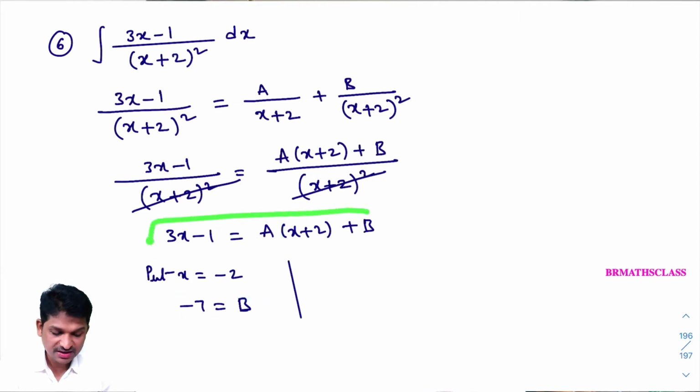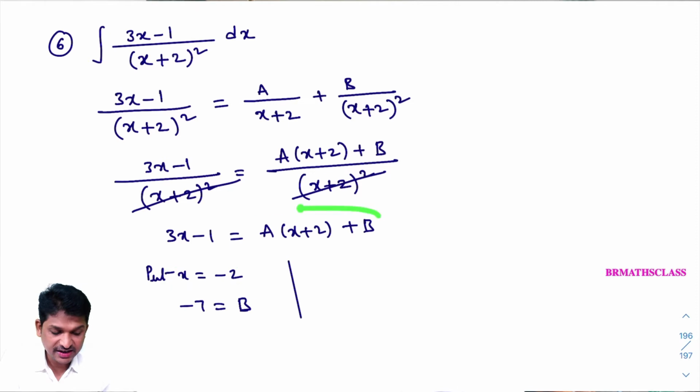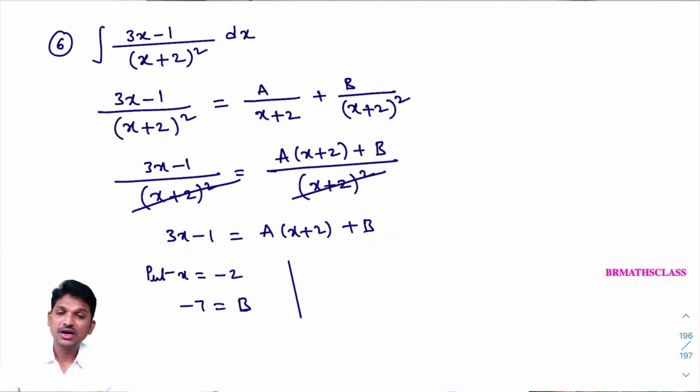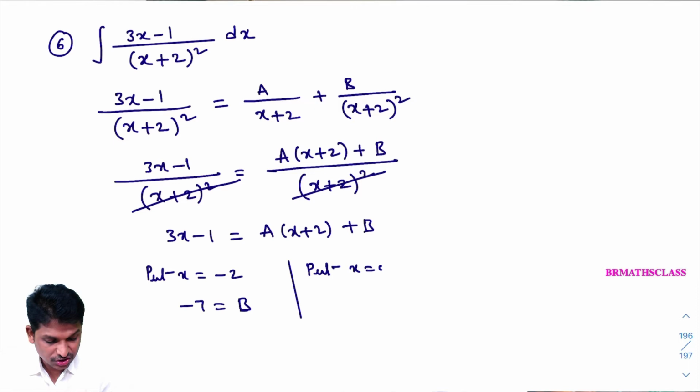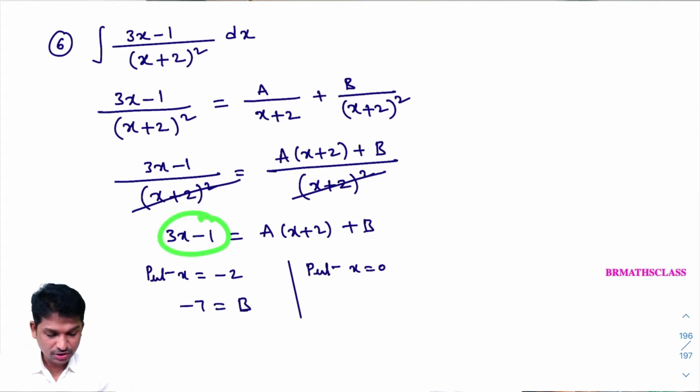What I am saying, this is true for all real values of x. In place of x, here I wrote minus 2. You can write any real value. In place of x, you can write any real x value. I'll put x equal to 0. Okay, put x equal to 0 in this. Not only 0, you can write x equal to 2, 3, minus 1, minus 2, like that also you can write. Okay, put x equal to 0 this side, what you will get?